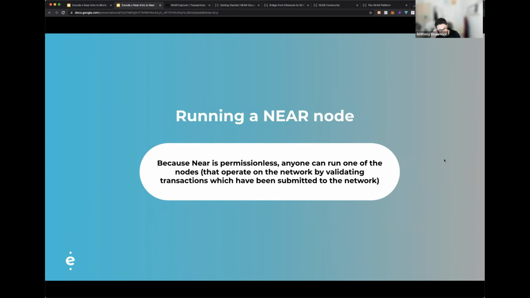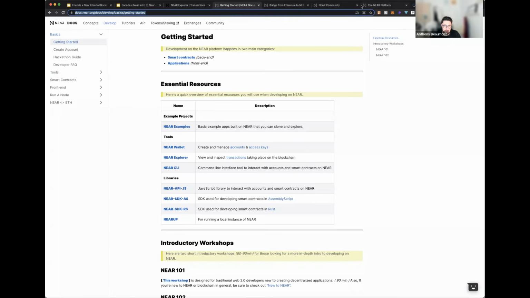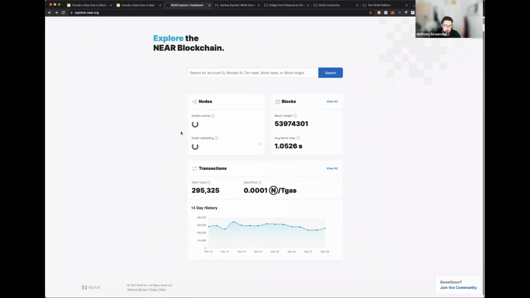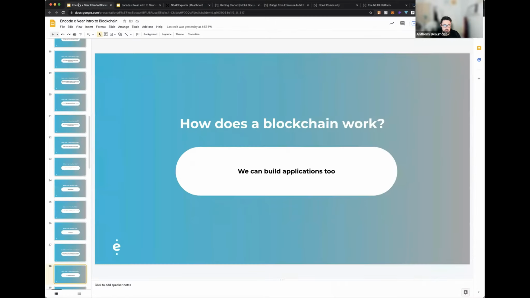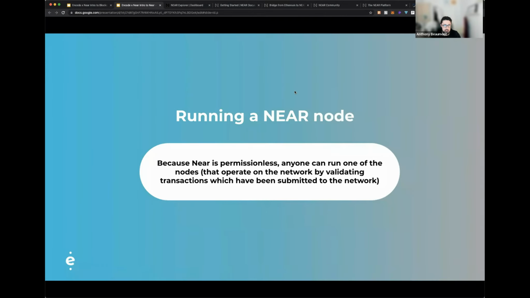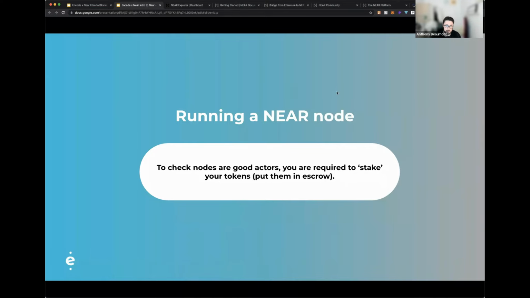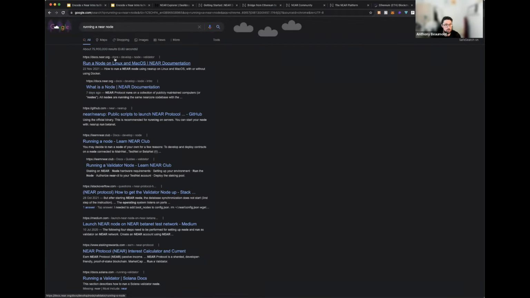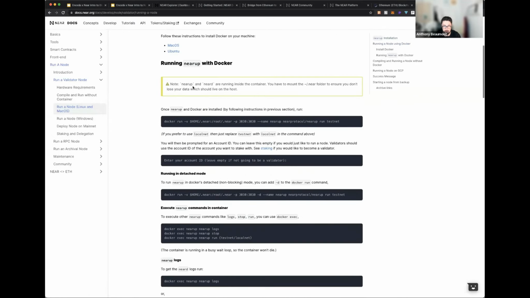In terms of running a node, running a node means being the person validating transactions and telling everyone. If we go back to Explorer, being one of these guys. This is permissionless. It's always permissionless. Anyone can do it. You can download the code, you can run it. We can go here and look at running a Near node, and you can just download the code and you can do it tomorrow.